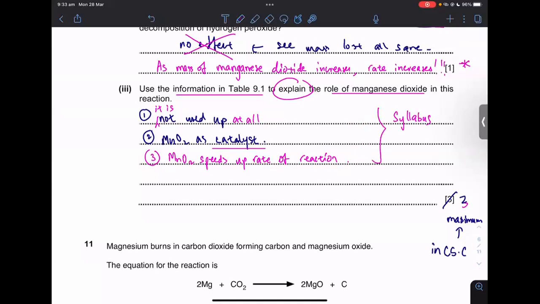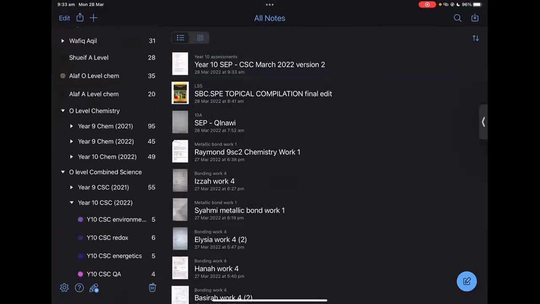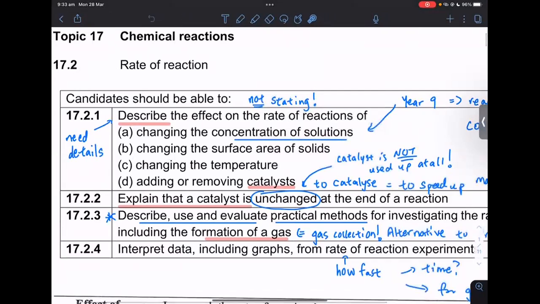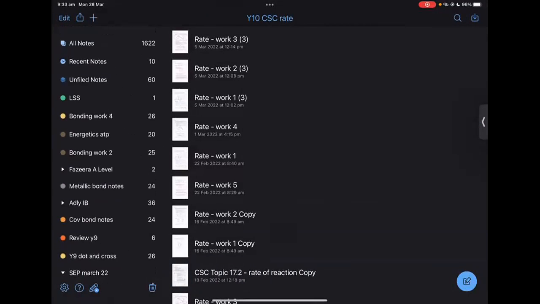Cambridge never lies. It's just that students do not believe Cambridge, and therefore they do not know how to prepare very well for the Cambridge exam. These 3 points, I show you again, are in your rate of reaction topic, because when you revise, you go through the topic content one by one. Catalyst increases the rate of reaction. Catalyst is unchanged at the end of reactions.